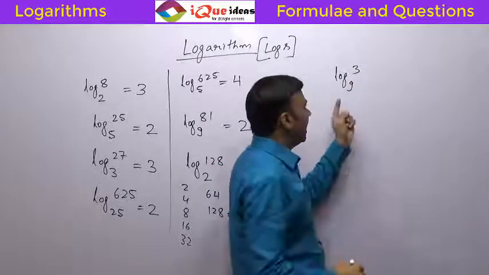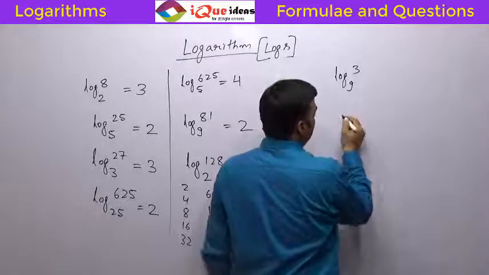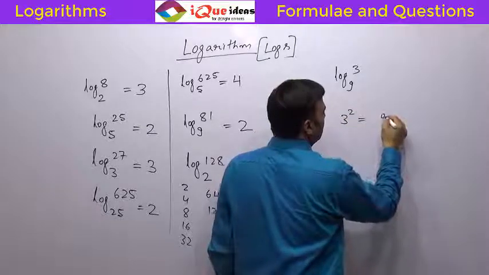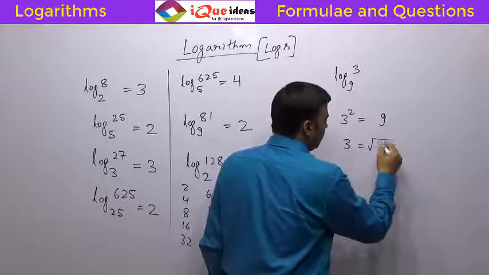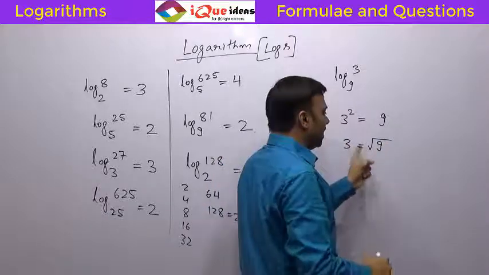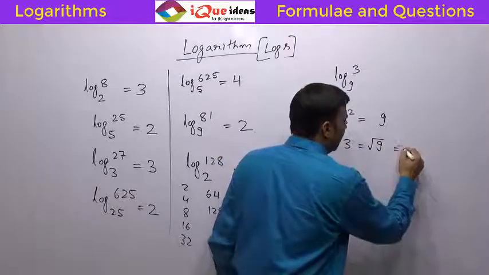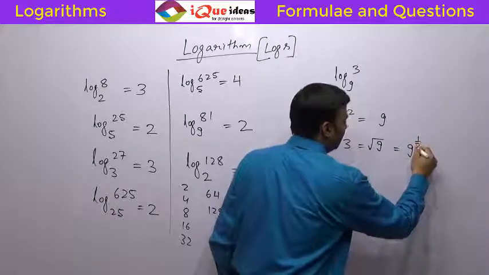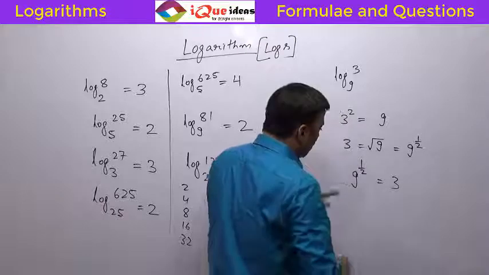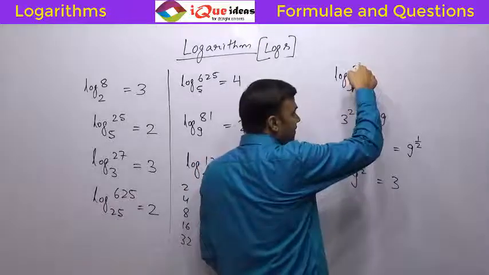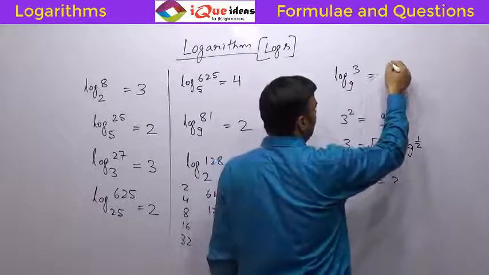So what power of 9 is 3? Okay, we know that 3 square is equal to 9. That means 3 is equal to square root of 9. Now square root in terms of power is written as power half. So it is 9 to the power half. So we say 9 to the power 1 by 2 is equal to 3. So log of 3 to the base 9 is equal to half.